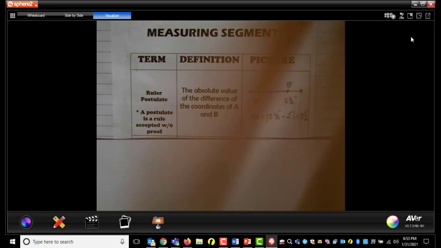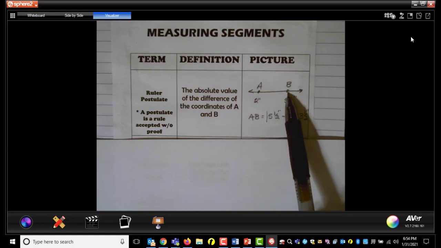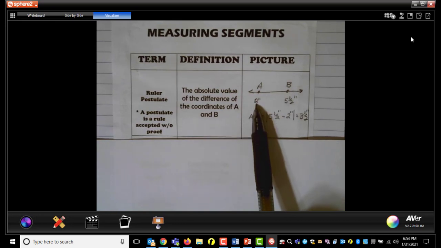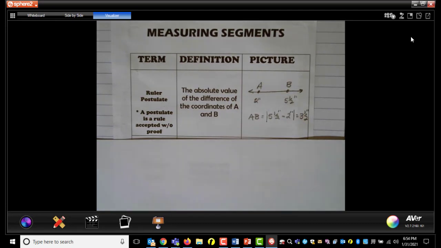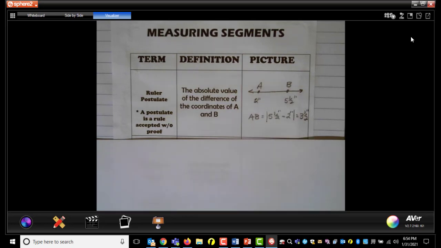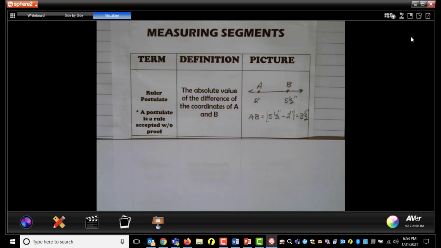This is just an example of a segment AB, just this little part. At point A, that ends up being at 2 inches. Point B ends up being at 5.5 inches. If we wanted to find the length of segment AB, we can take the absolute value of 5.5 minus 2. Those little marks just mean inches, I just put a label on there. And we would get 3.5 inches.